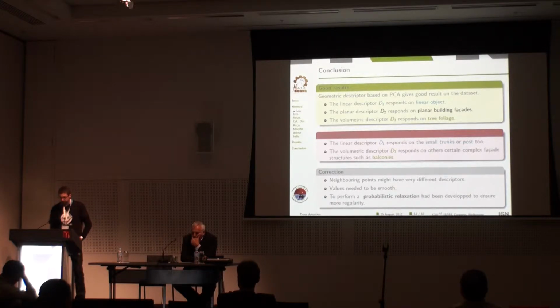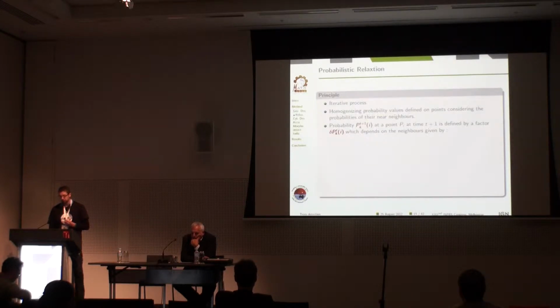So to correct that, what we're going to do is perform a probabilistic relaxation to have more regularity in the neighborhood. Because in general, as you've seen, for instance in the foliage, some descriptors might be a bit mixed, and we're going to try to make neighborhoods more homogeneous. So how does probabilistic relaxation work? It's an iterative process that tries to homogenize the neighborhood.